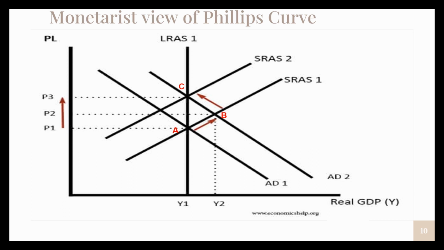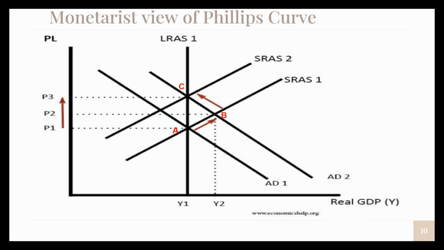Now, let us discuss the monetarist view of the Phillips curve related to aggregate demand and aggregate supply. You see that in this diagram, aggregate demand AD1 and the short-run aggregate supply curve first intersect at point A, determining the level of output at Y1 and the level of inflation rate. You see that it is at P1.